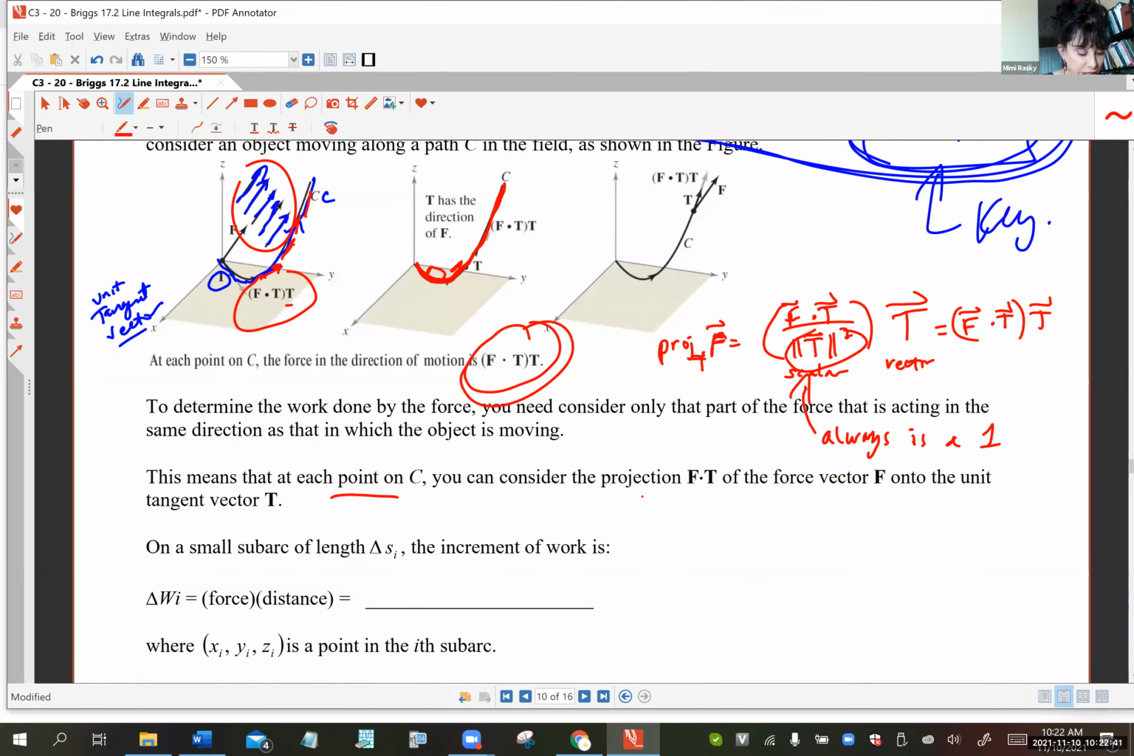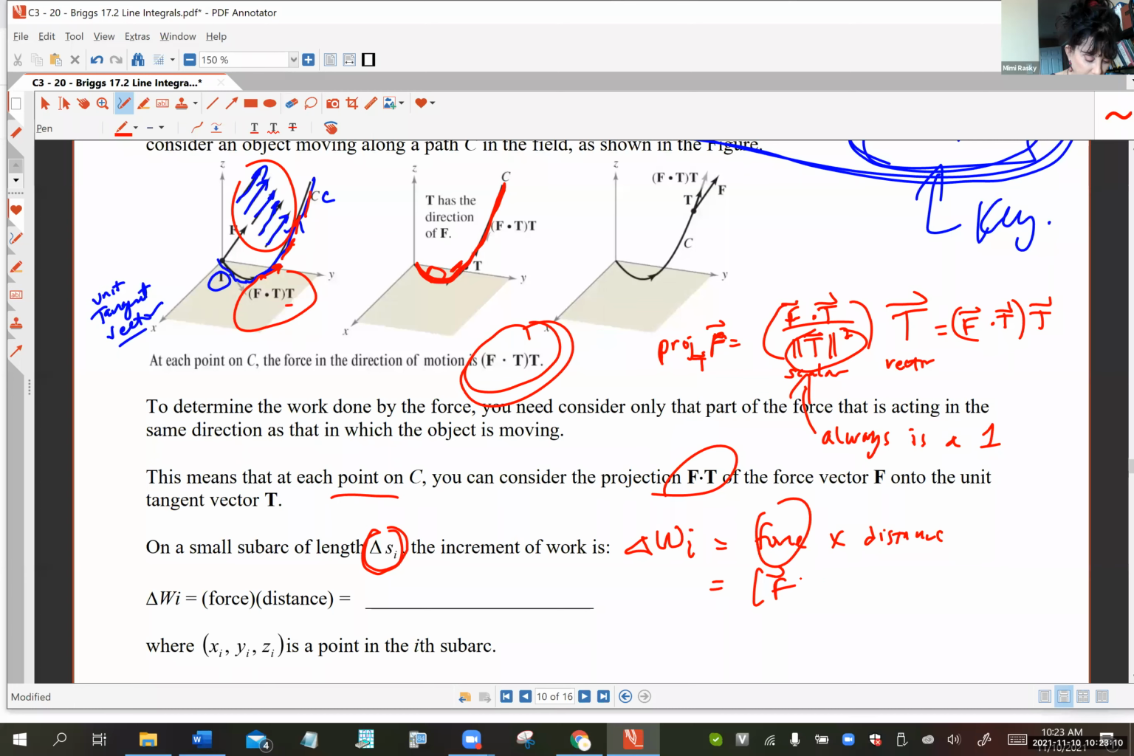So any point along your curve, look at your projection, and then on a small subarc of the curve, remember arc length is little s in mathematics. So if we take a subarc, we'll call it delta s sub i. The increment of work is delta w sub i. That's going to be the little bit of work. And that's still going to be force times distance. But for us, that's going to involve the dot product.